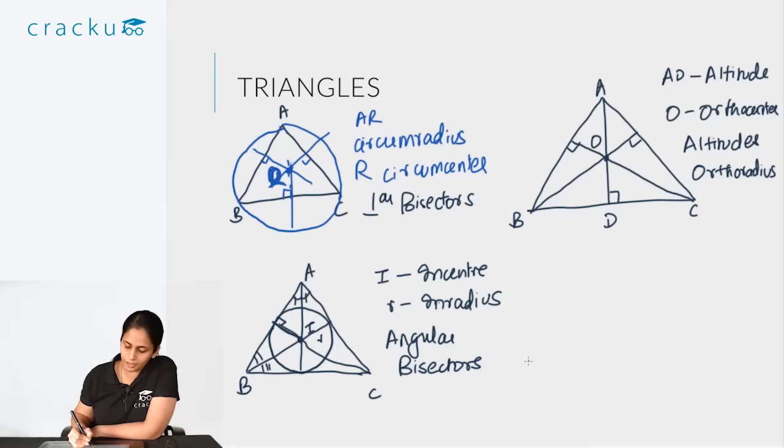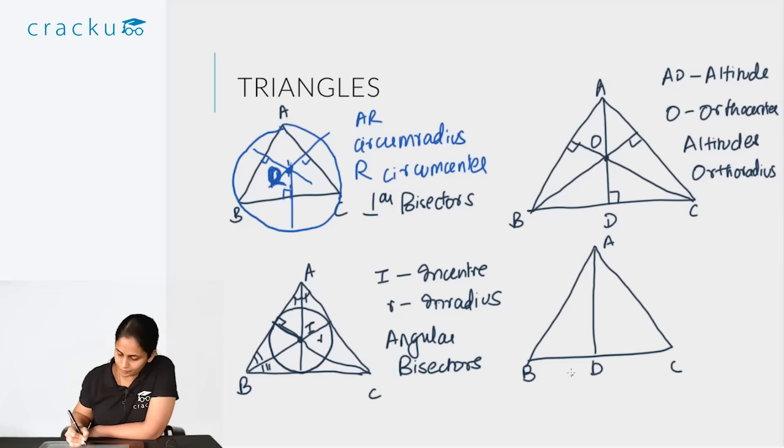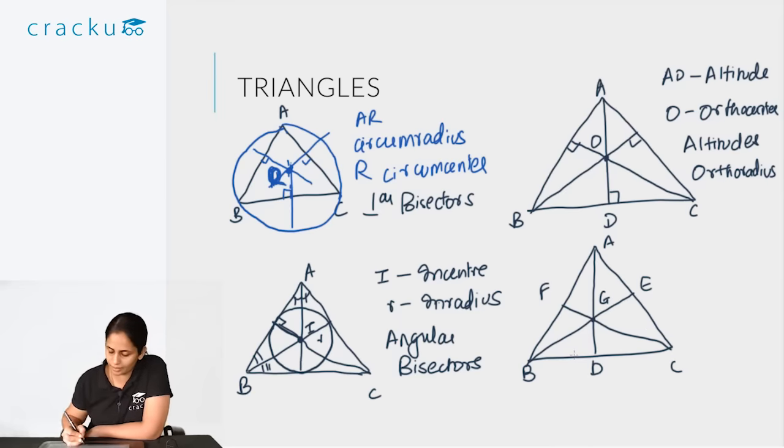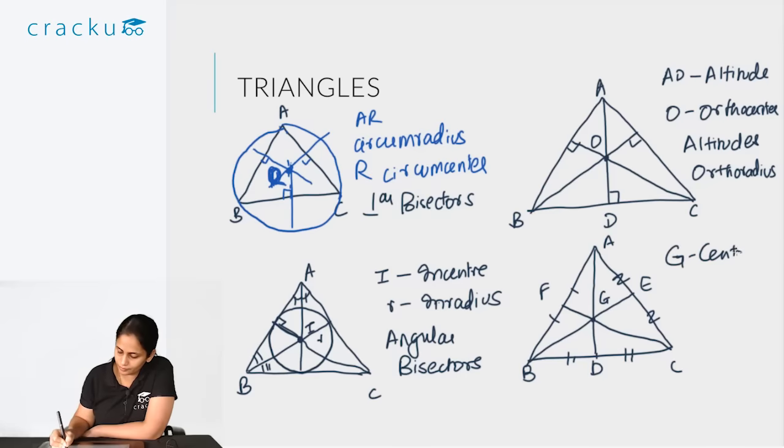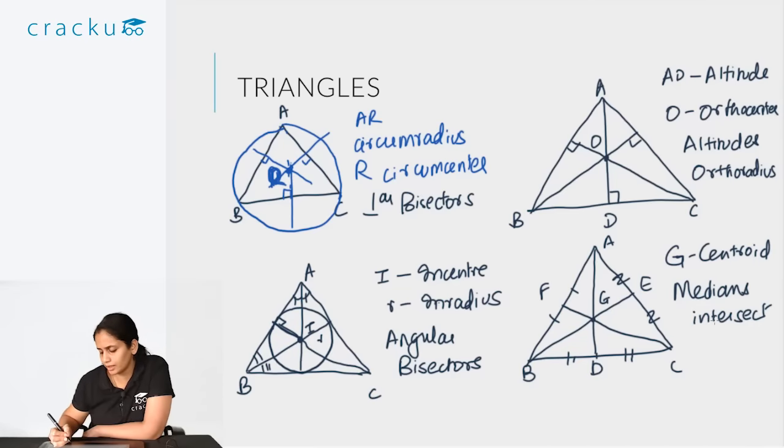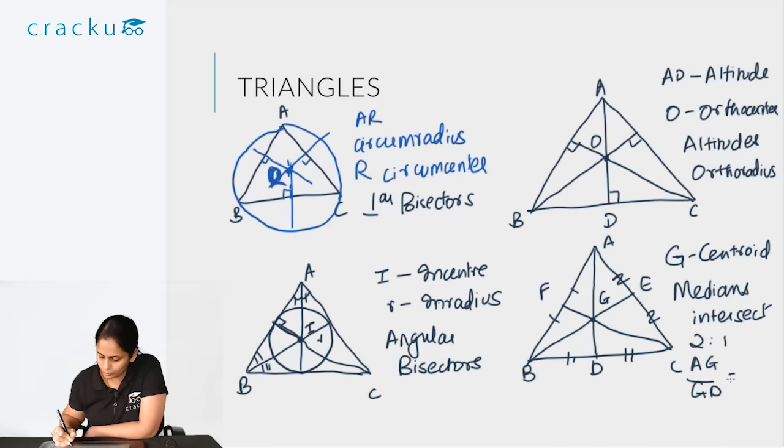Now the last and the most important part is when the medians intersect. So suppose this is ABC and AD is a median of the triangle, BE is another median, and CF is another median. Then all three of them intersect at the point known as the centroid of the triangle. So these two lengths are equal, these two lengths are equal, and G is the centroid of the triangle. This we get when medians intersect. One important aspect that you need to remember about the centroid is that the centroid divides the median in the ratio 2:1. That is AG by GD is equal to 2:1.